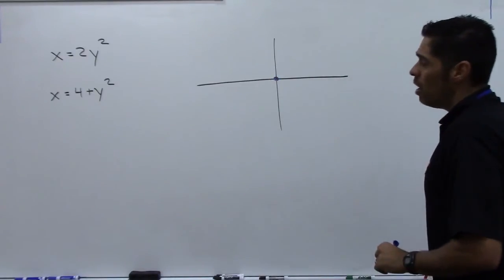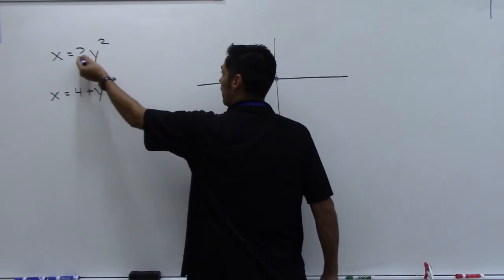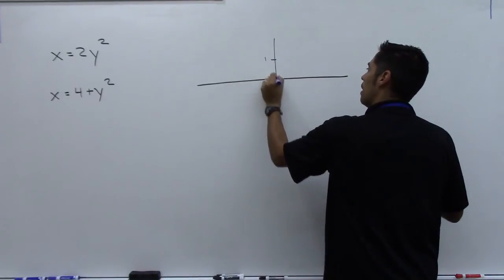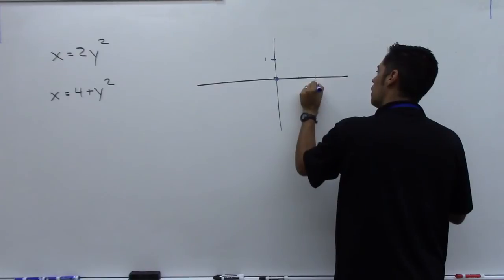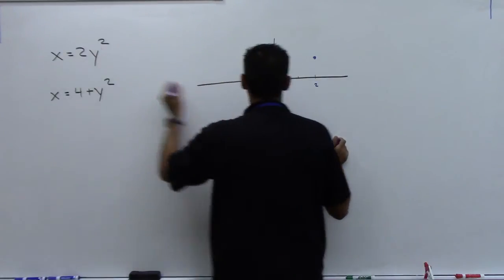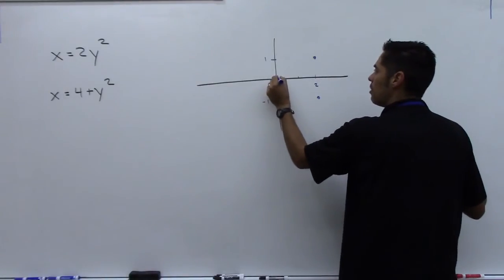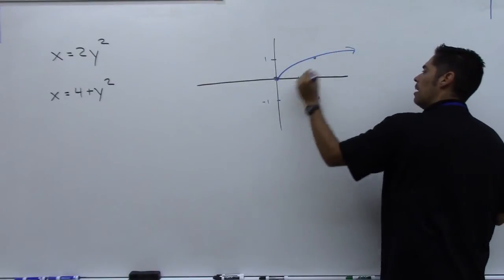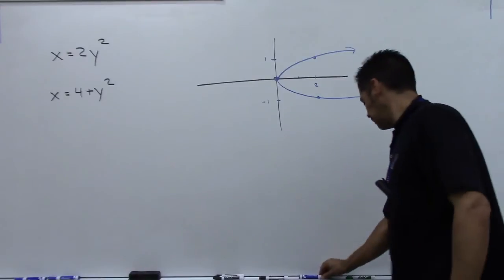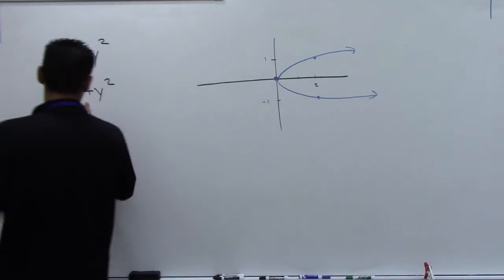If y is 1, x is 2. So if you plug in 1 for y, square it, you get 2 times that. So if y is 1, x is 2 here. If y is negative 1, same thing happens. x is 2, and of course this is also a parabola because it's x equals something y squared. And then for the next one, it's also a parabola.